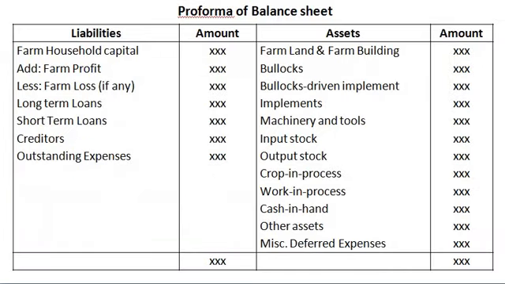Proforma of balance sheet. On the liability side we record farm household capital, farm profits are added, if there are any farm losses they are deducted, long term loans, short term loans, creditors, outstanding expenses. On the asset side, farm land, farm buildings, bullocks, driven implements, machinery and tools, input stock, output stock, crop in process, work in process, cash in hand, other assets, miscellaneous deferred expenses are recorded.